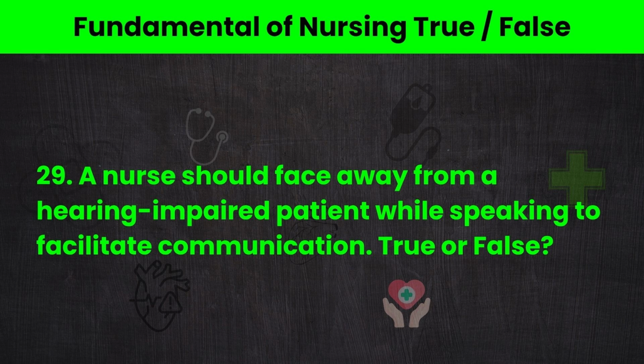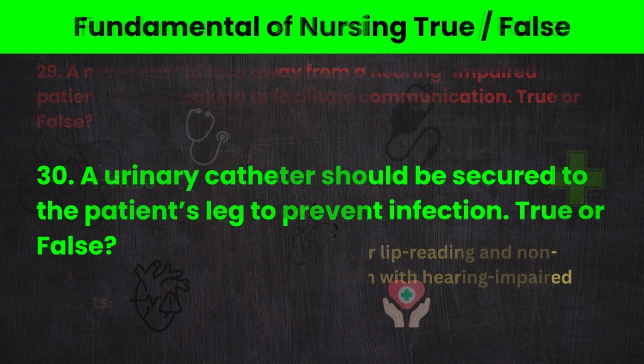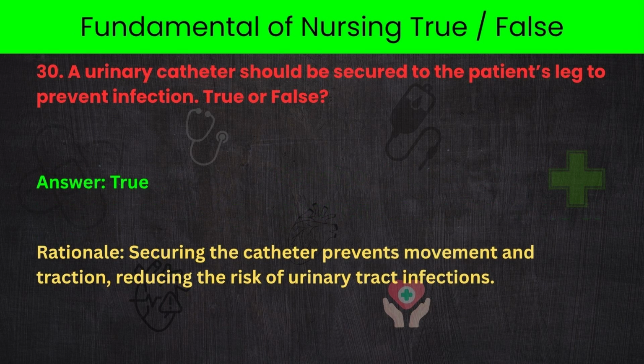29. A nurse should face away from a hearing-impaired patient while speaking to facilitate communication. True or false? Answer: false. Rationale: facing the patient allows for lip reading and nonverbal cues, improving communication with hearing-impaired patients. 30. A urinary catheter should be secured to the patient's leg to prevent infection. True or false? Answer: true. Rationale: securing the catheter prevents movement and traction, reducing the risk of urinary tract infections.